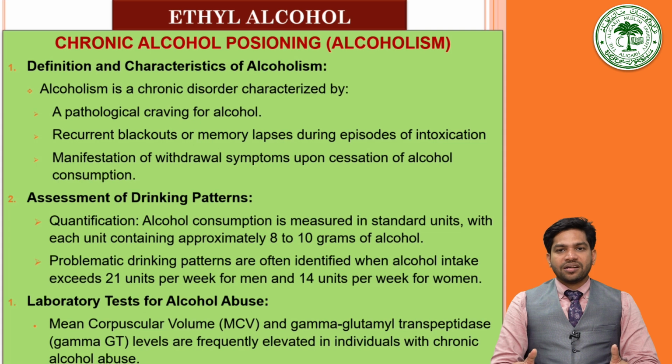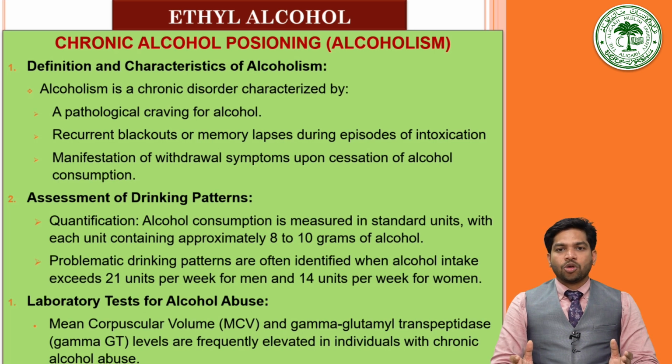Problematic drinking pattern shall be identified when the alcohol intake exceeds 20 units per week for men and 14 units per week for women. So it is indicative that if a male is taking more than 3 pegs a day, it is an alarming sign that we should be alert about alcoholic intoxication.